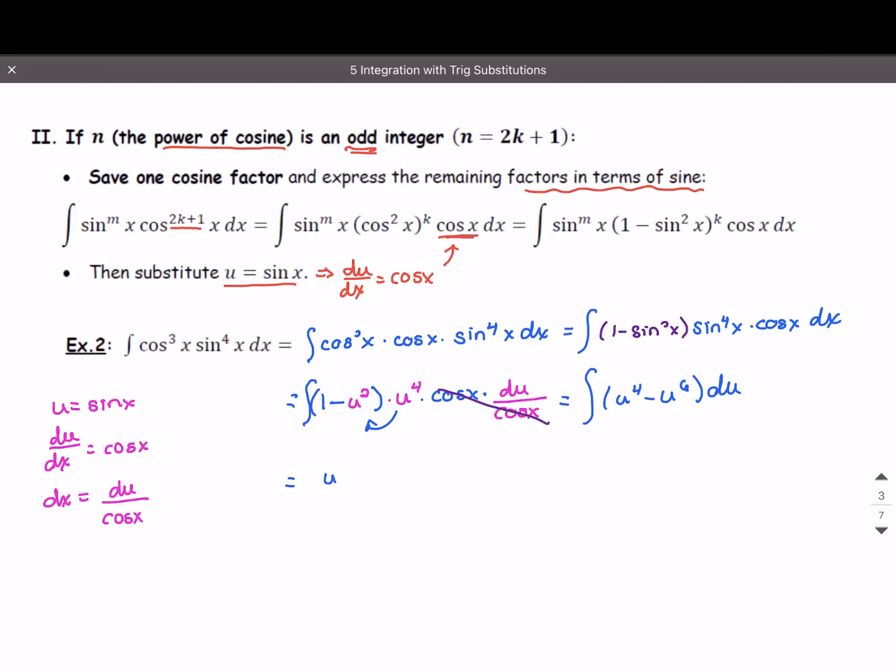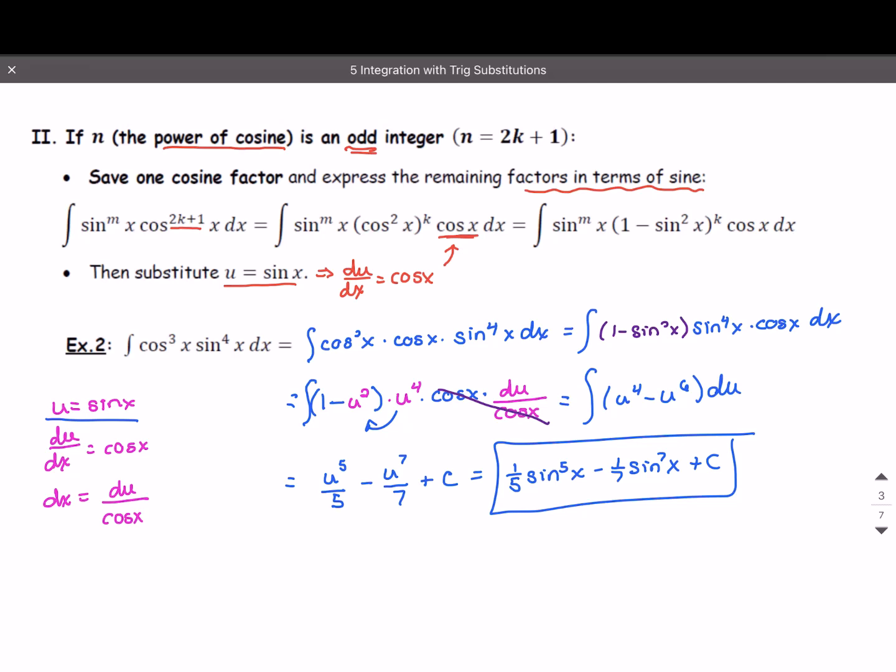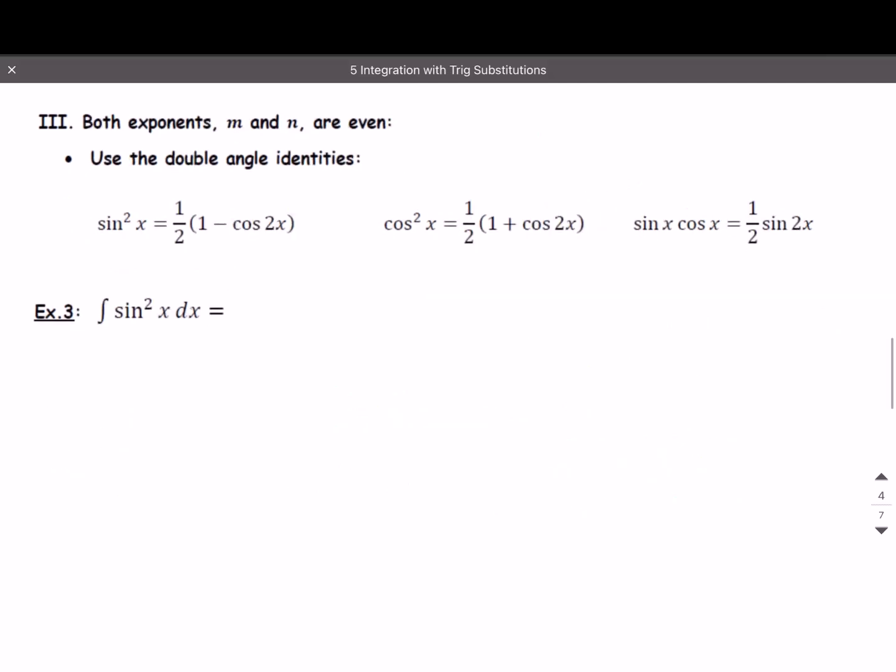So now we add 1 to the exponent, divide by the new exponent, minus u to the 6 becomes u to the 7 divided by 7. Don't forget that plus c. And now we're going to substitute. Our u's are sine x, so we have 1/5 times sine to the 5th of x minus 1/7 times the sine to the 7th of x plus c. And there we go. Now the last case is when both the exponents are even.